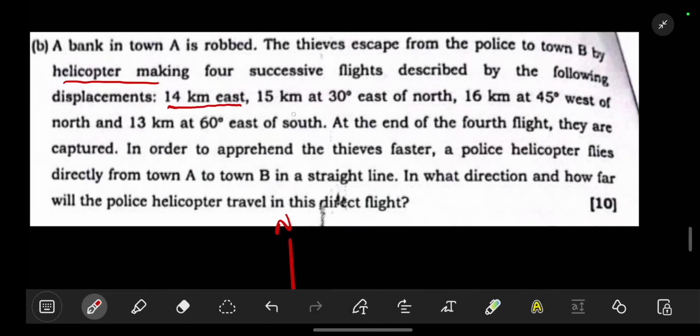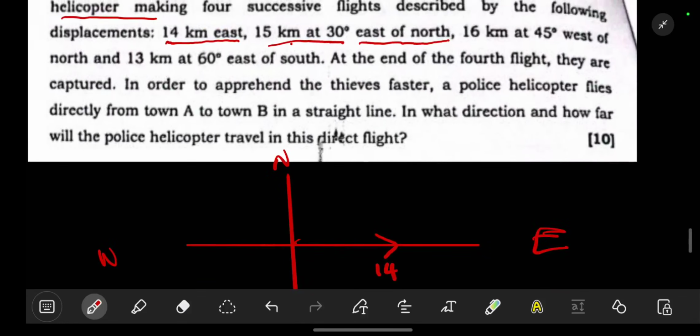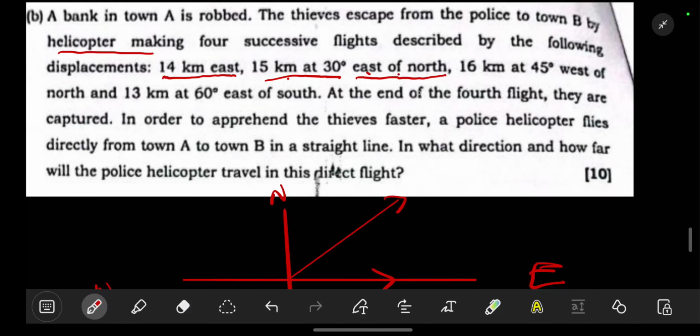Our second one is 15 kilometers 30 degrees east of north. So try to go to your east whilst going to your north. That's the meaning. Now let's identify where the angle is. East of north means the last thing is where you're starting from. So from the north until you go to your east until you meet the line. So this is our 30 degrees there.